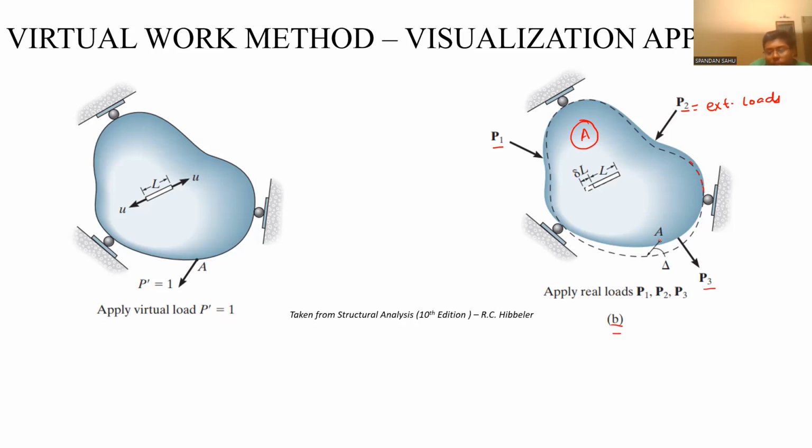Let us consider a point A. Here, the displacement is delta. We need to find this displacement delta, which is the real displacement occurring due to these real loads P1, P2, P3, which are external in nature. Due to all those external loads, there are some fibers or elements inside this rigid body. This might be one element, this might be one element.